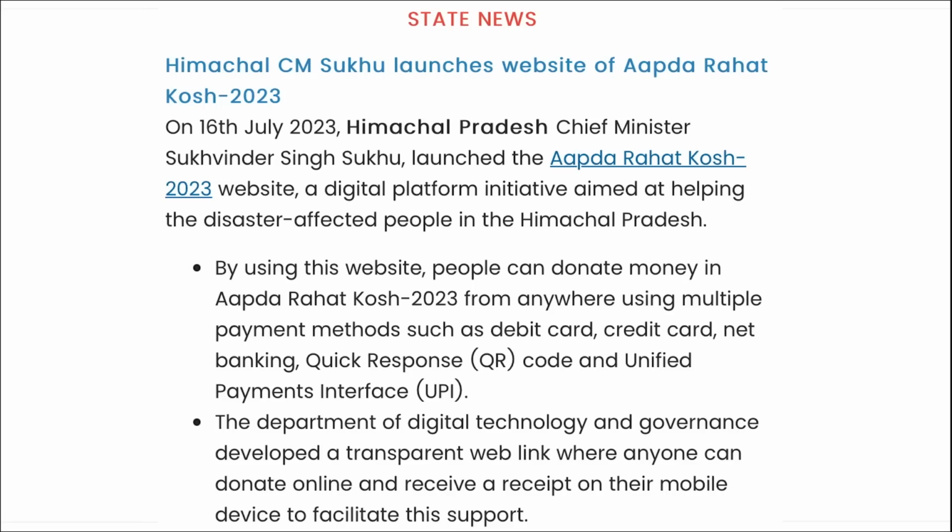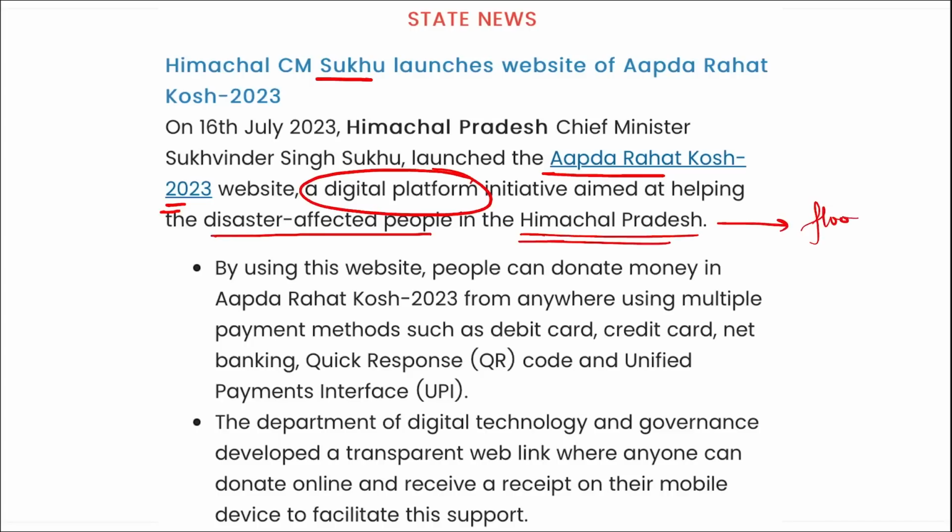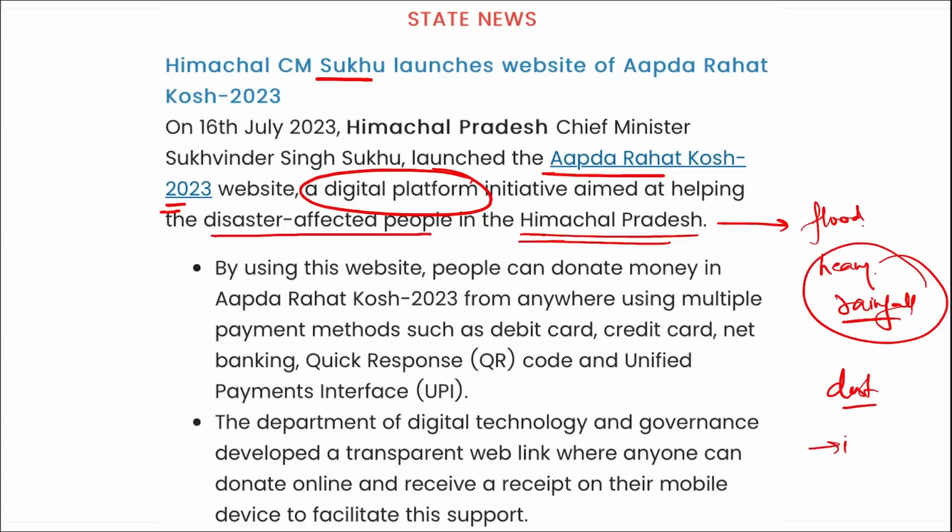Next, we are moving to state news. Himachal Pradesh Chief Minister Sukhvinder Singh Sukhu has launched the Aapda Rahat Kosh 2023 website. This is a digital platform that is aimed at helping the disaster affected people in the state of Himachal Pradesh. As we see, because of the flood, because of the heavy rainfall, many rivers there are flooding and that is causing heavy destruction in the infrastructure. Various houses, various hotels, even the shops of multiple people living in those areas are affected and have been destroyed, correct? In order to provide them relief, this Aapda Rahat website, a digital platform initiative, was launched by the Himachal Pradesh Chief Minister.